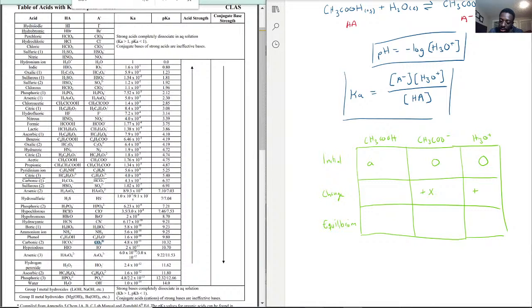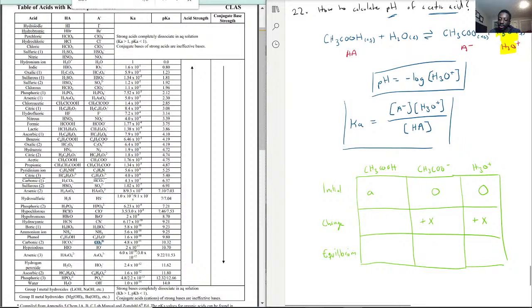You just don't know how much, but you know that each of these is going to be equal to each other, because based on the equation at the top, it's 1 to 1. Whenever you gain an amount of the conjugate base, you gain the same amount of the hydronium. And based on this 1 to 1 ratio, one acid turns into one conjugate base, so the acid is just losing X. So at equilibrium, we have A minus X, X, and X.